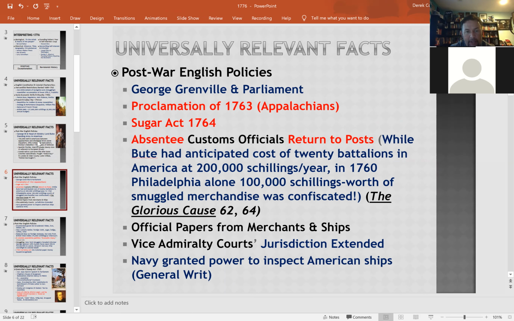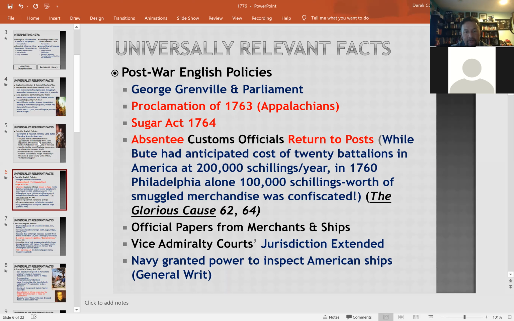Then you see the Sugar Act was passed the next year. Absentee customs officials have to return to their post. Remember, the customs officials were like the highway patrolmen who enforced the navigation laws. The navigation laws were never popular in the United States, because they largely curtailed the liberties, the freedom, the rights of American merchants in particular to trade what and with whom they pleased. And so the fact that they had to return to their post and do their jobs, this was seen as a chilling occurrence in America.